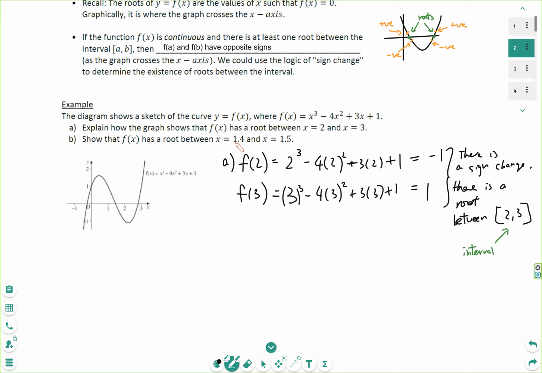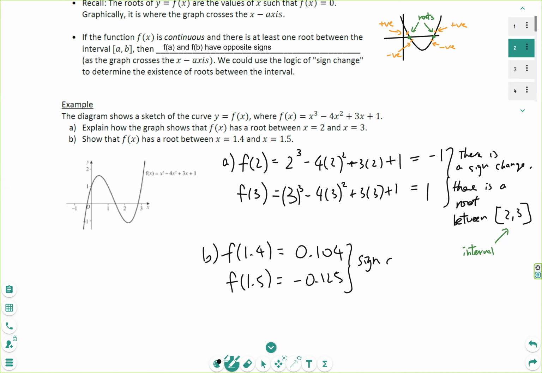Show that f of x has a root between x equals 1.4 and 1.5. We can do the same thing. So f of 1.4 and f of 1.5, I'll let you try it and put it in a calculator. You should get 0.104 and negative 1.125. It does not matter what the value is, as long as there's a sign change. So the sign changes, there's a root between 1.4 and 1.5. Simple as that.